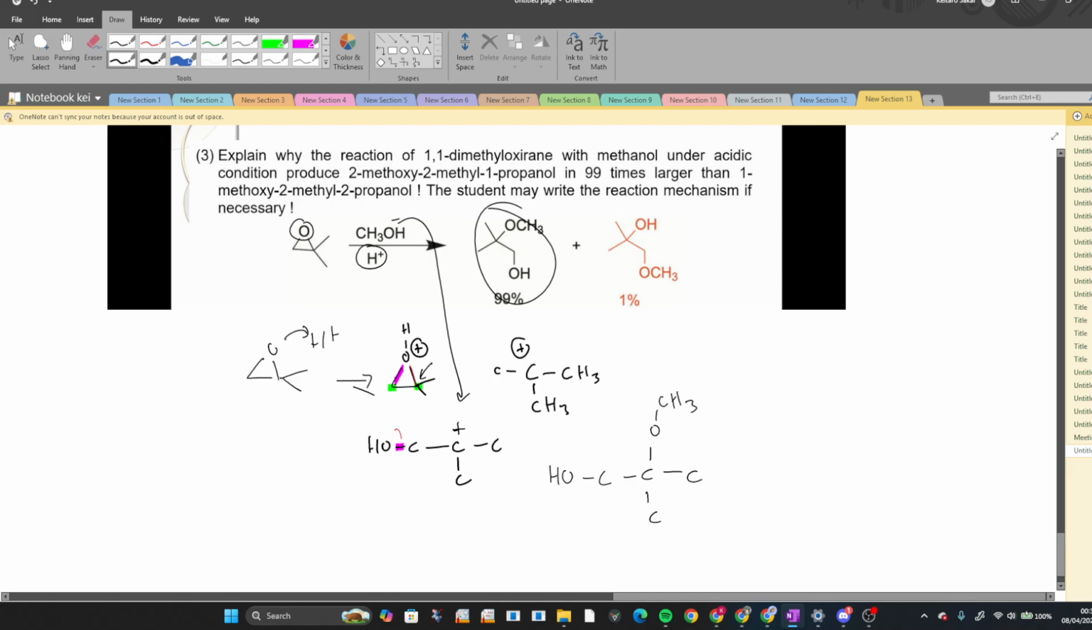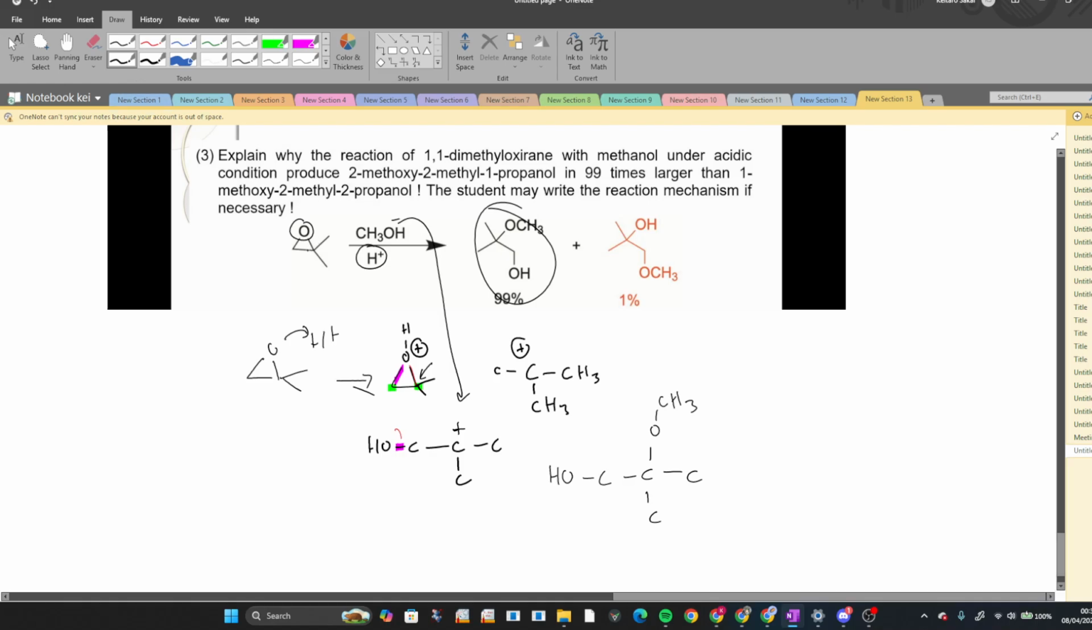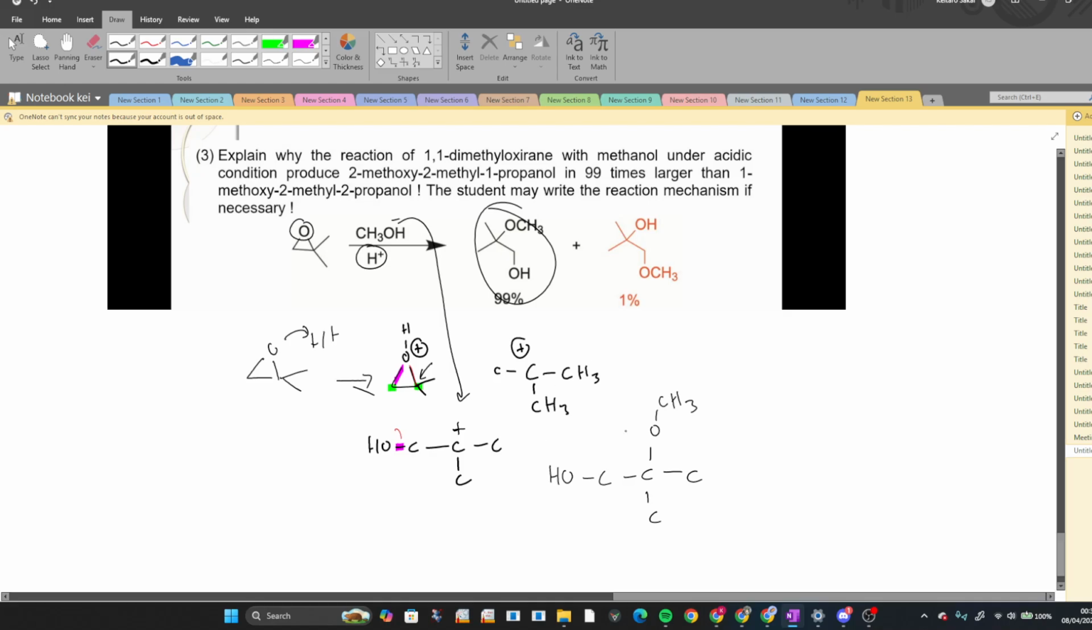Now, I'm not done with the explanation. To answer this question, we actually have to compare to if it's in a basic condition. So, in summary, if it's in an acidic condition, it will first create a carbocation, and only after that carbocation is made, the methanol will attack the carbocation, creating this compound.